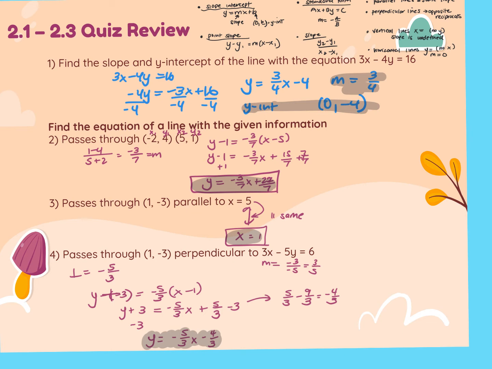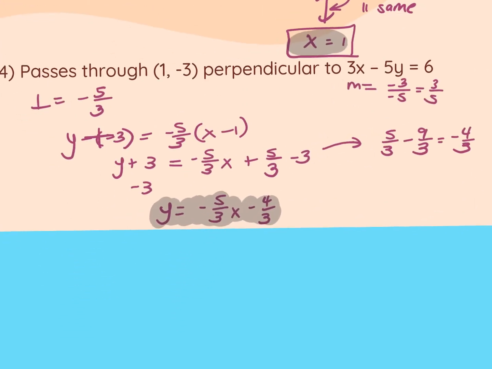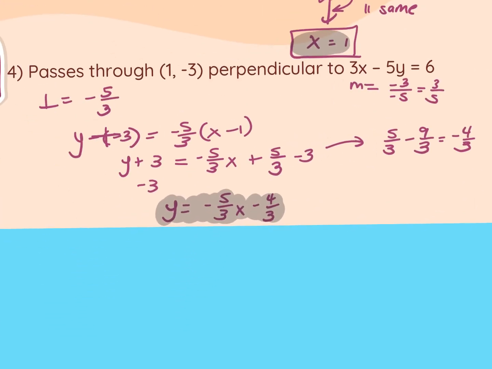For 4, it says it's perpendicular. That slope, I got -a over b, which was 3/5. I flipped it and changed the sign, making it -5/3. And then I plugged that and this point in. So y minus the -3 became y plus 3 equals -5/3 times x minus 1. Distributed the -5/3 and then moved the 3 to the other side. And you got y equals -5/3 x minus 4/3.